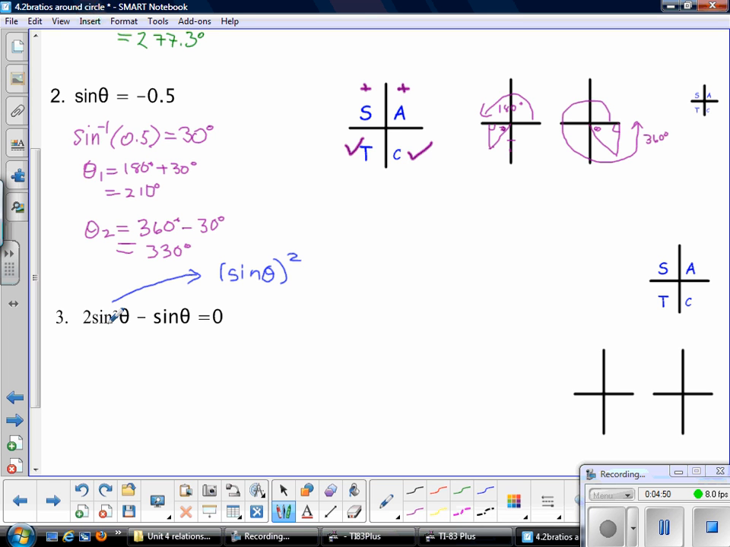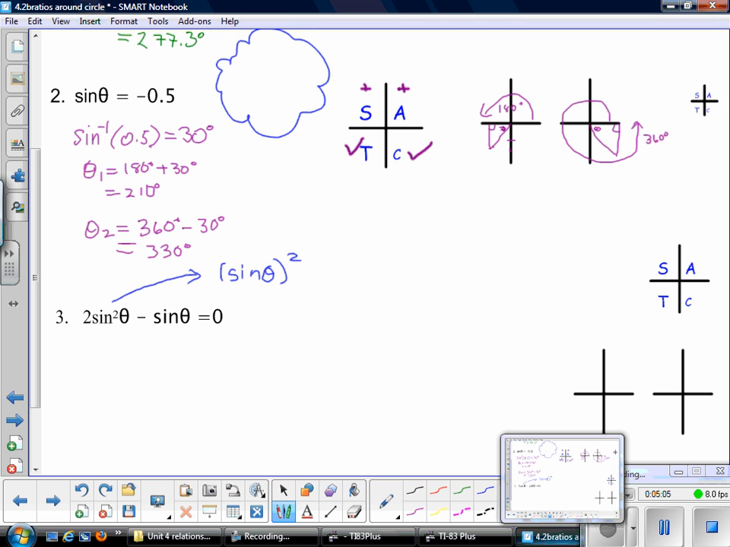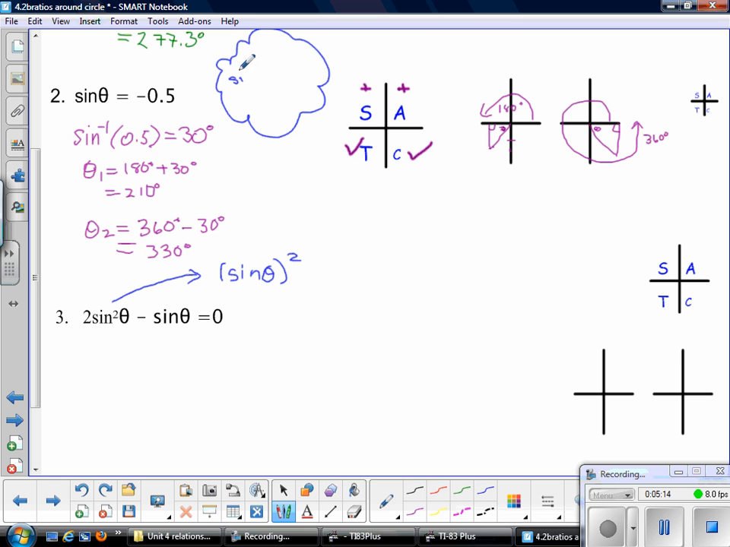So how on earth do I solve this one? Because you can see it's not in the same format that the other two were. Now if I take the one that we just finished doing, I could change its format to make it look different. I could have written sine theta plus 0.5 equals 0.